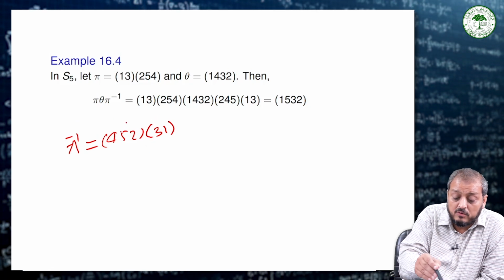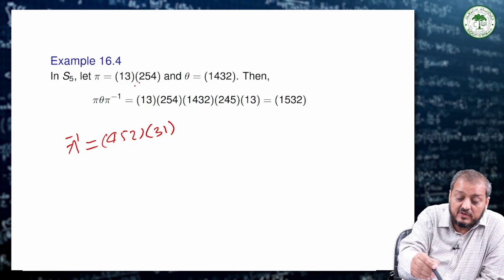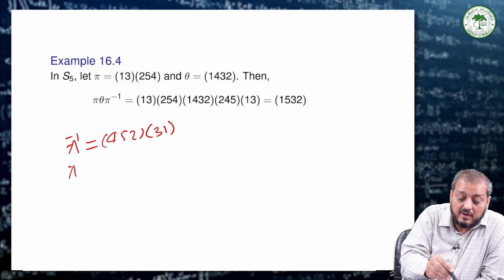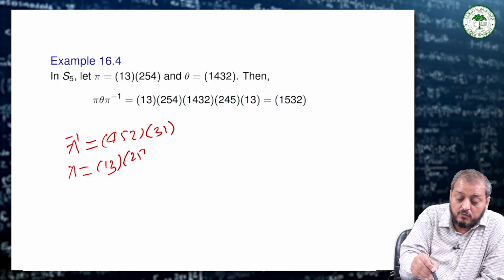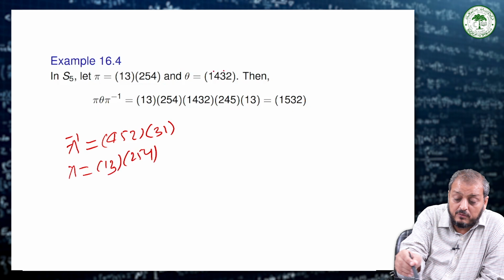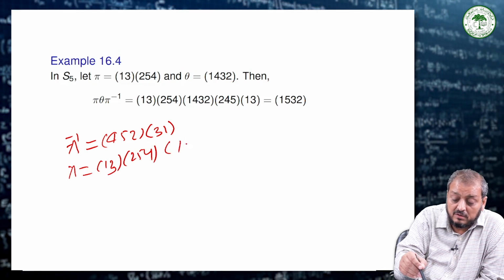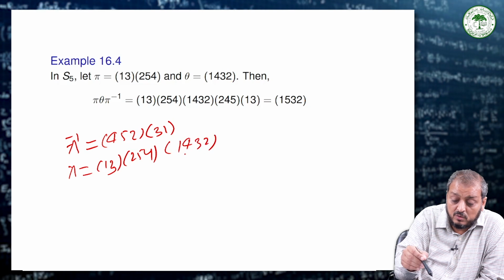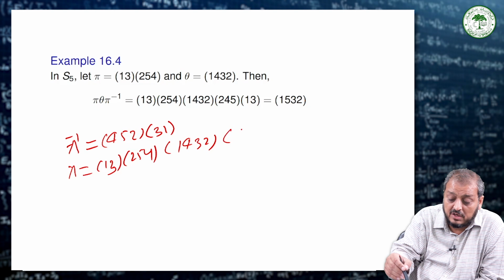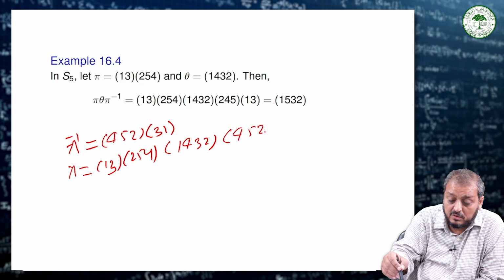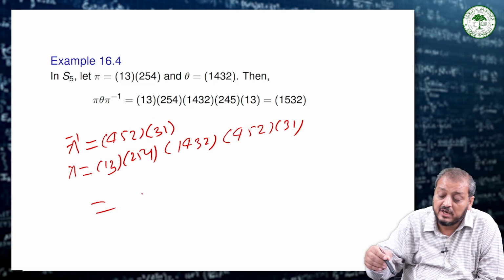So this is pi. Clearly pi is equal to (1 3)(2 5 4), and then we take the composition with theta, where theta is equal to (1 4 3 2), and then the inverse of this, (4 5 2)(3 1). And now we start from here.